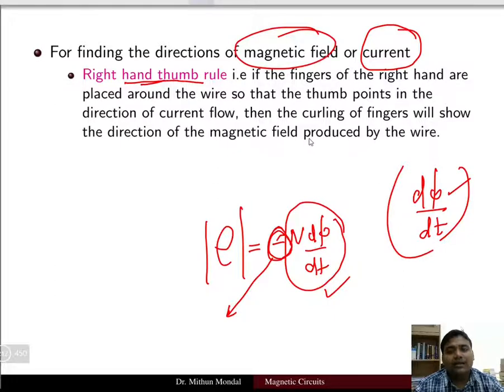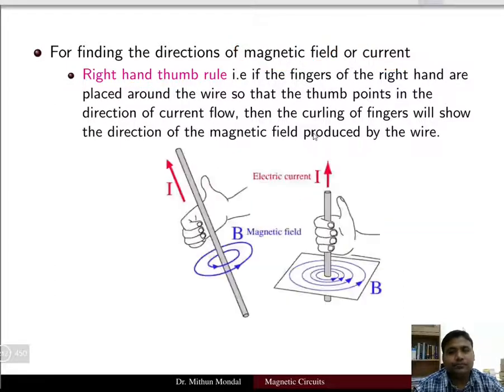So what is the right hand thumb rule? Let us see. So right hand thumb rule states that if the fingers of the right hand, so we have taken the right hand here, and fingers of the right hand are placed around the wire. So you take a wire, this is your wire. Now you take the fingers around the wire, so that the thumb points in the direction of the current. So this is the current.